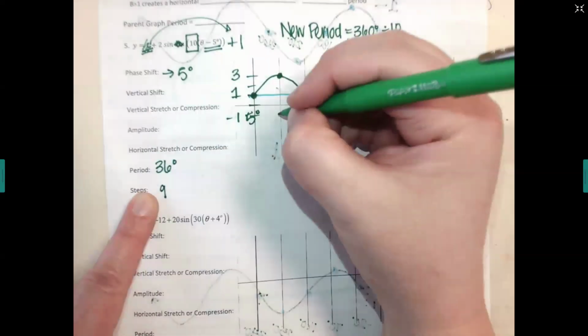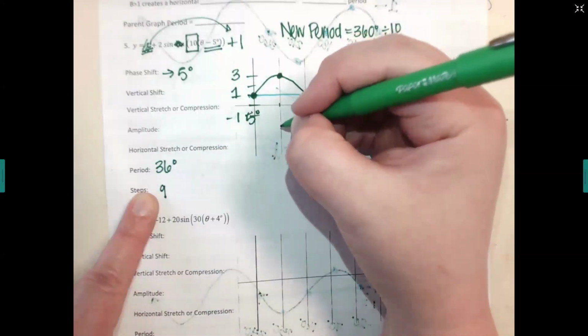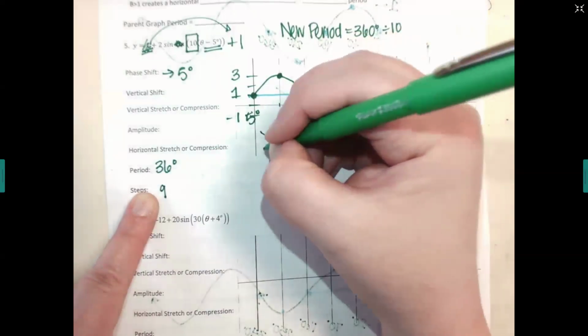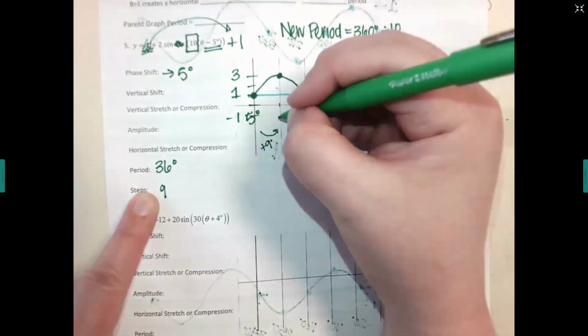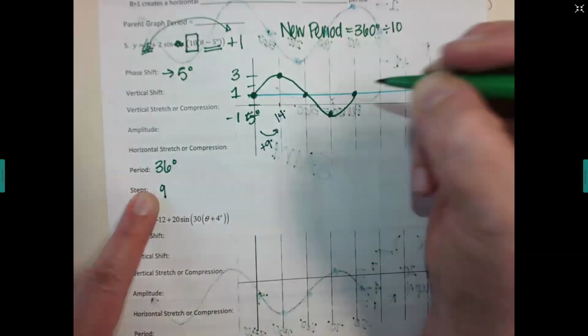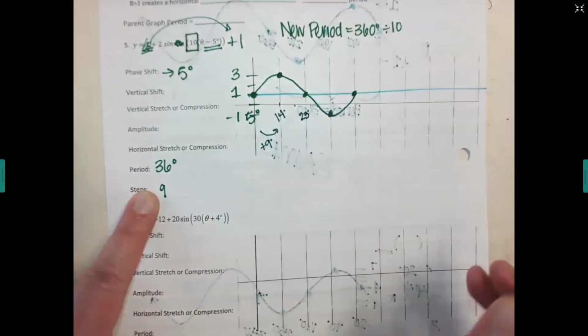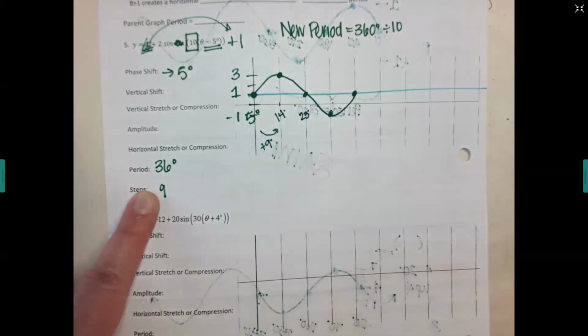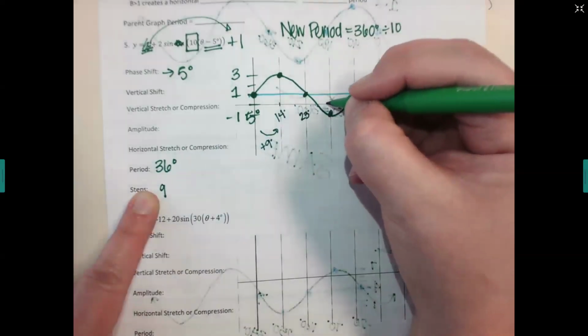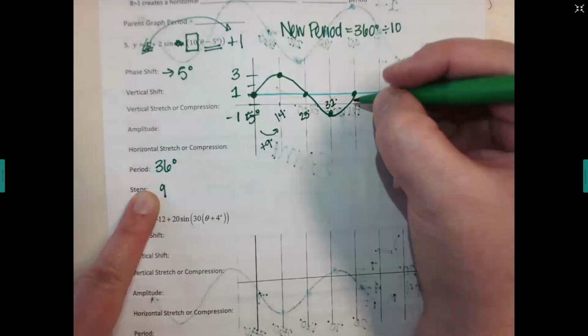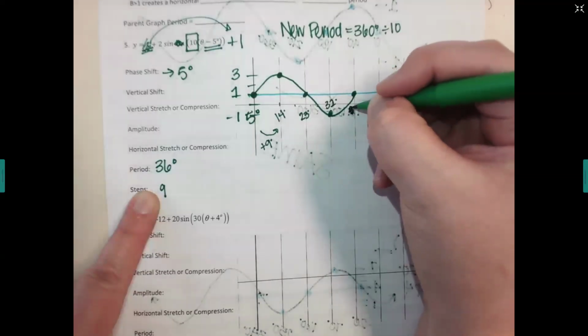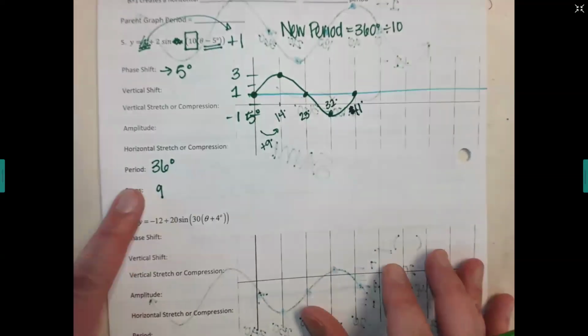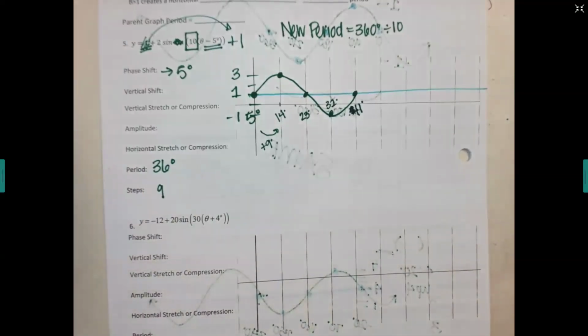So 5 plus 9, what's this? Close. Plus 9 would be 14. Add 9 again. To be 23. Add 9 again. 32. Add 9 one more time. 41. Thank you. Now think about, overall, from 5 to 41, that took 36 degrees, which is what the period was supposed to be.